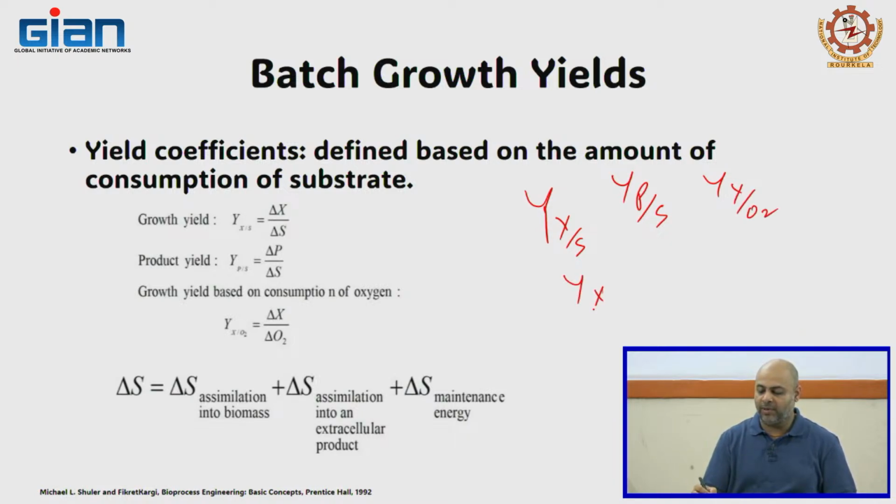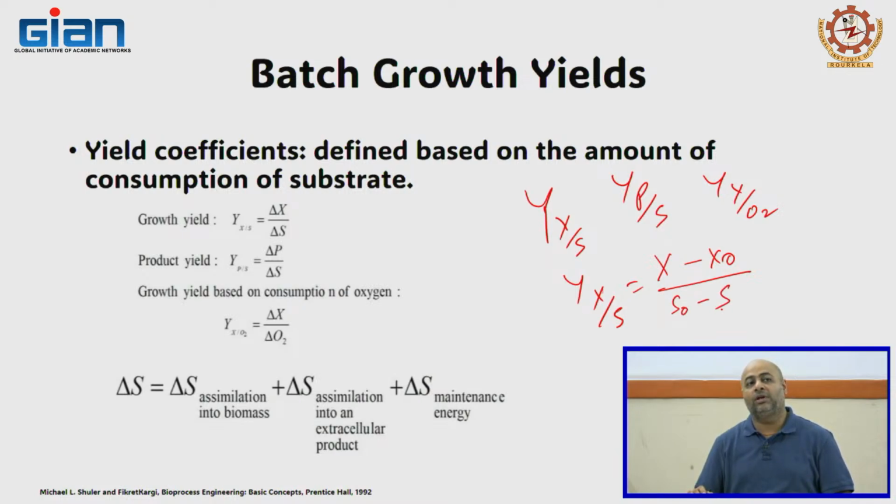Now, the Y x by S simple equation would be X minus X naught divided by S naught minus S. S naught is your initial substrate concentration and S is your final substrate concentration. X naught is your initial cell concentration, X is your final cell concentration. So, the ratio of those two will provide you your yield.